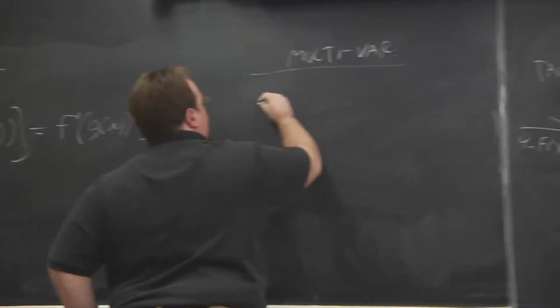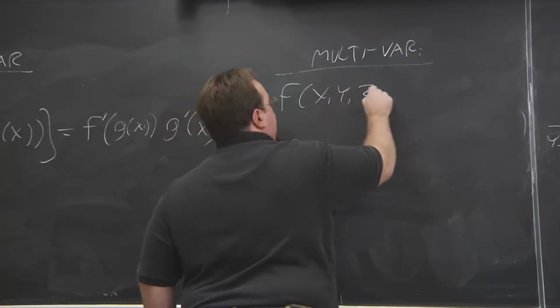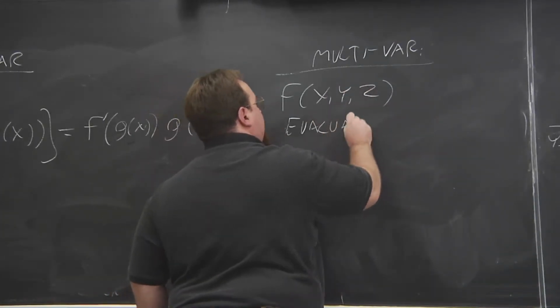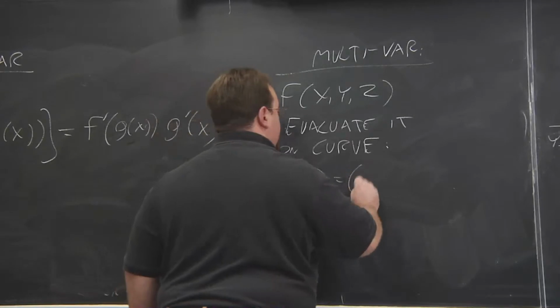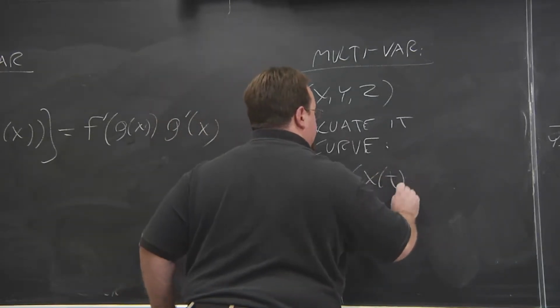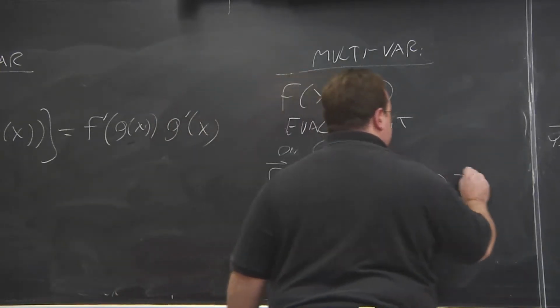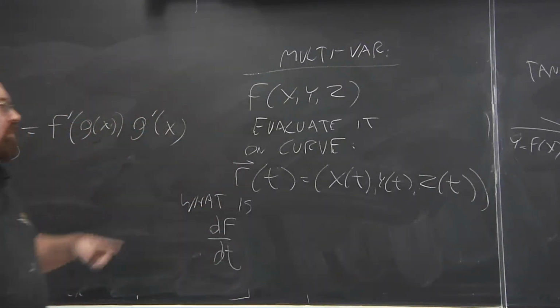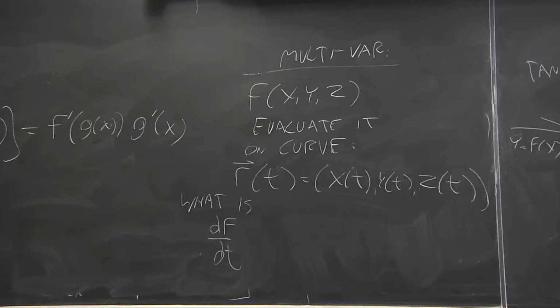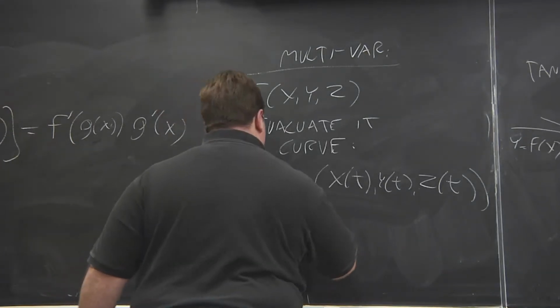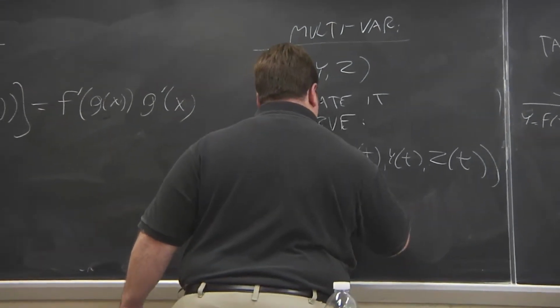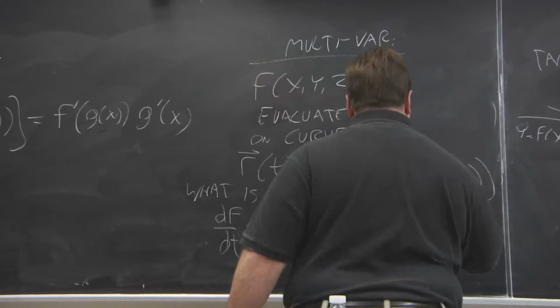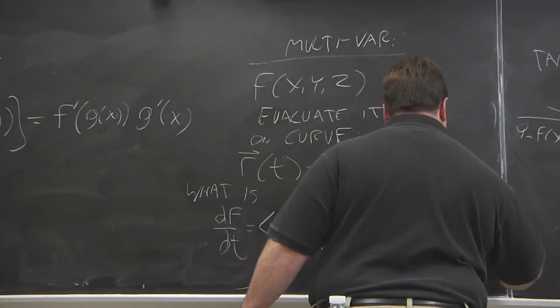Multivariable case. Suppose we have a function f of x, y, and z, but then we're going to evaluate it on a curve in space where x, y, and z all depend on the parameter t. The question is, what is the derivative of f with respect to t? Not x, y, or z. Well, in this case, there's going to be, in a sense, a multiplication of derivatives, if you will, but it's actually going to be a dot product. So it's going to be a dot product of partial f with respect to x, partial f with respect to y, partial f with respect to z, dot product with derivatives of x, y, and z with respect to t.